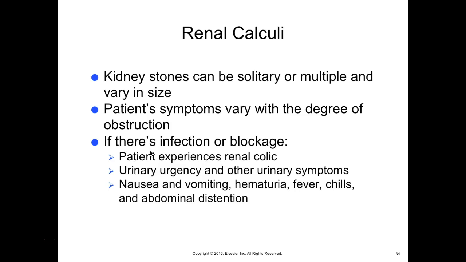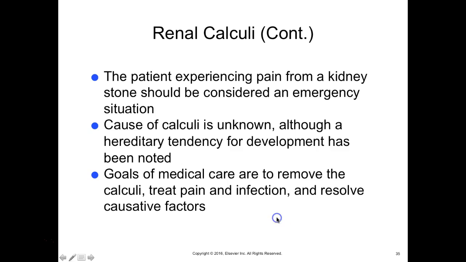But if they're large and they get stuck in the renal pelvis or the ureters, then they would cause a renal colic or symptoms. So the renal colic would be the pain. There would be urinary urgency and other urinary symptoms, usually abdominal pain, back pain, which is very severe. It's actually compared to childbirth. Nausea, vomiting, hematuria, fever, chills, and abdominal distension. The patient experiences pain from a kidney stone and is considered an emergency situation. So when someone has a kidney stone, they need to go to the emergency room and be treated.